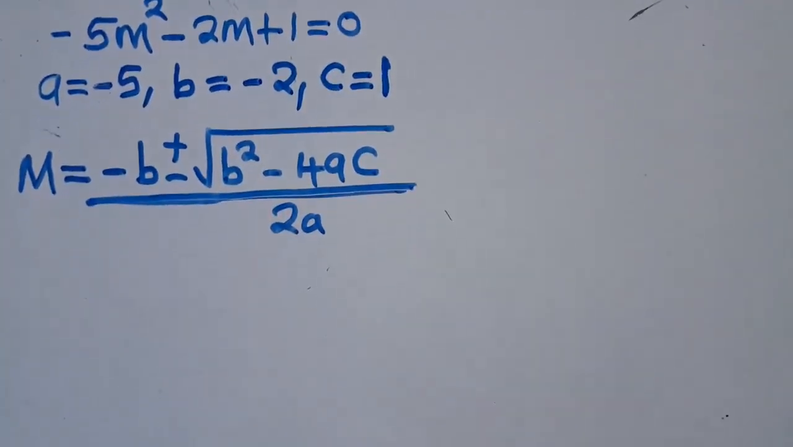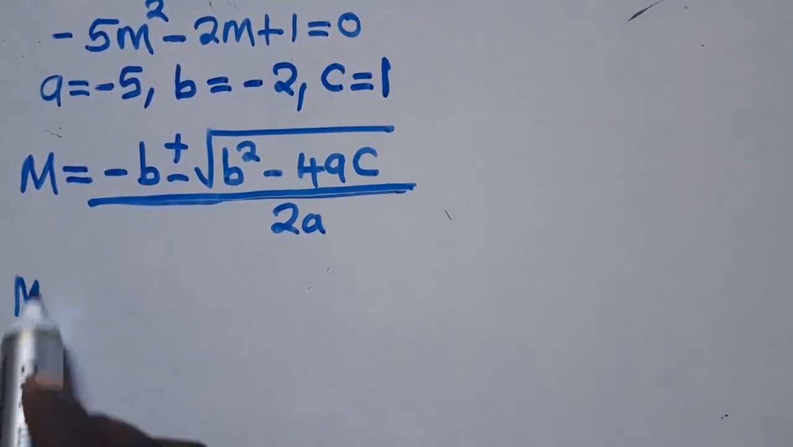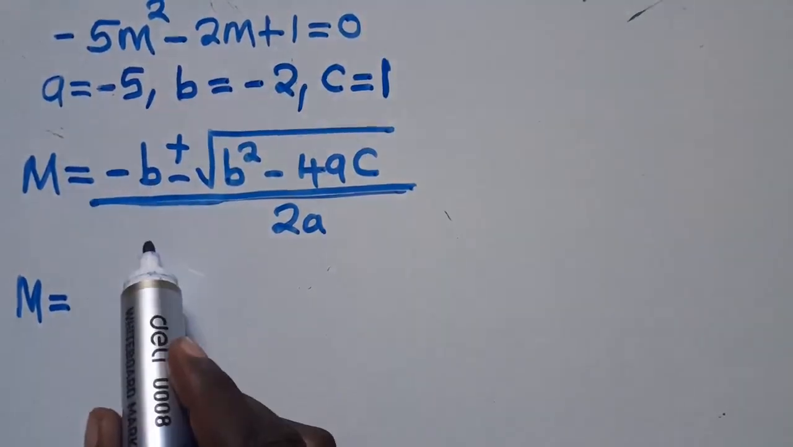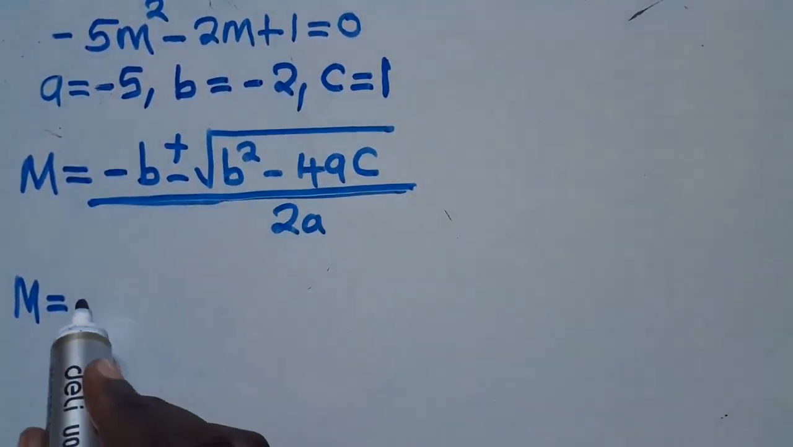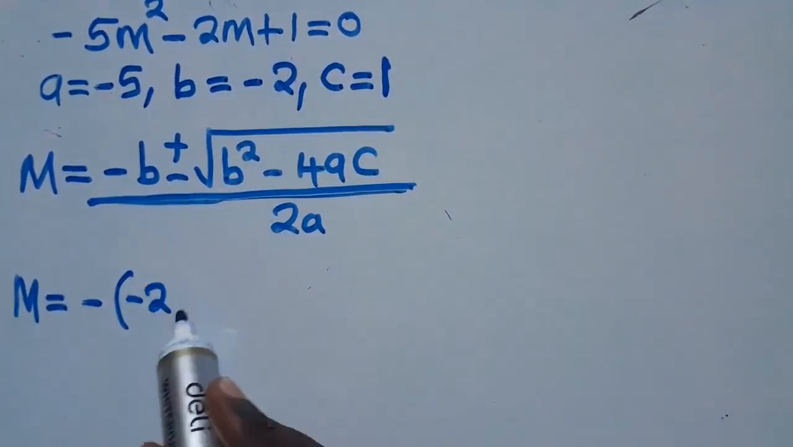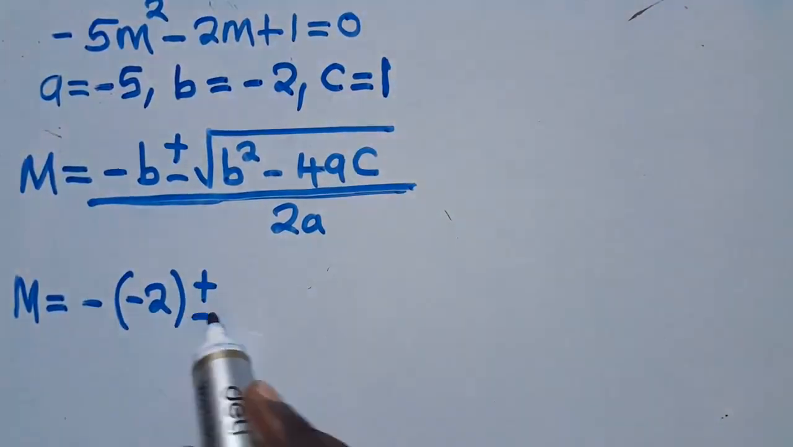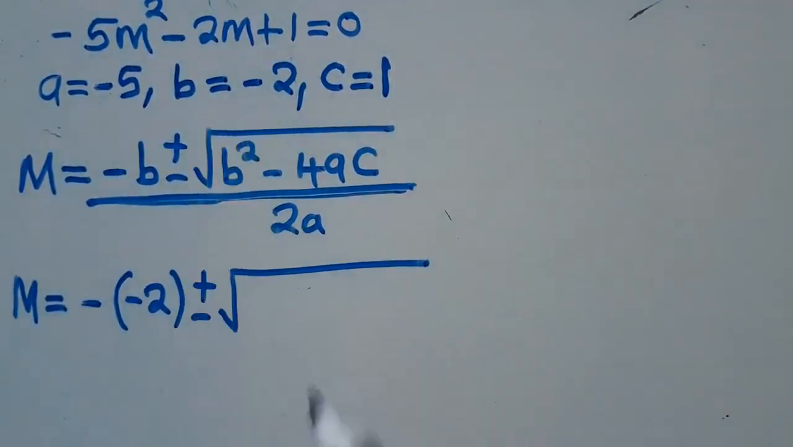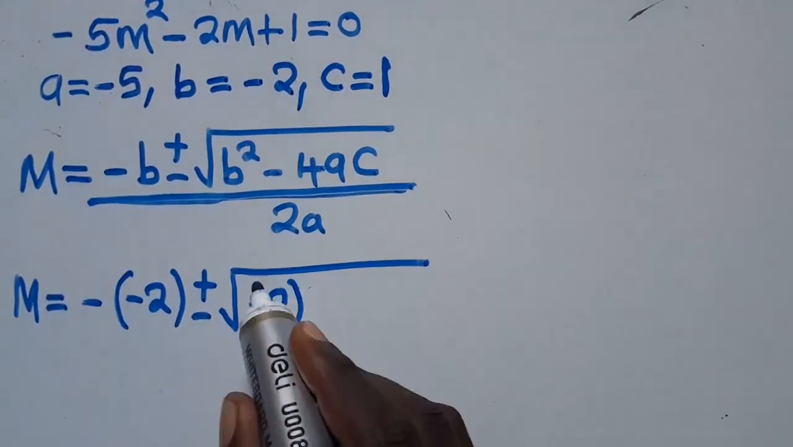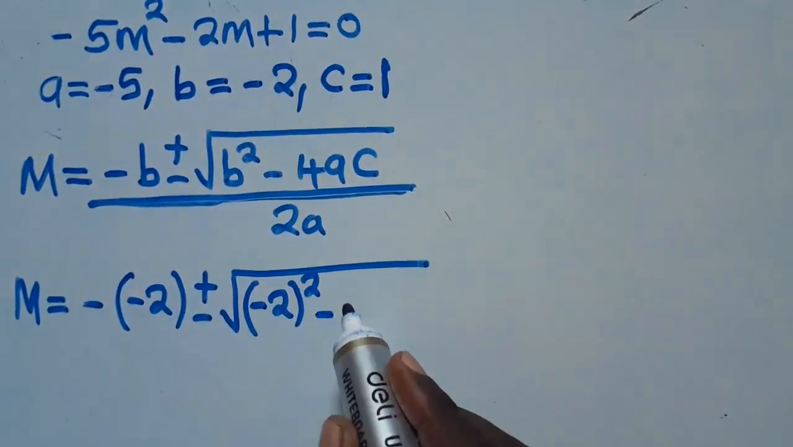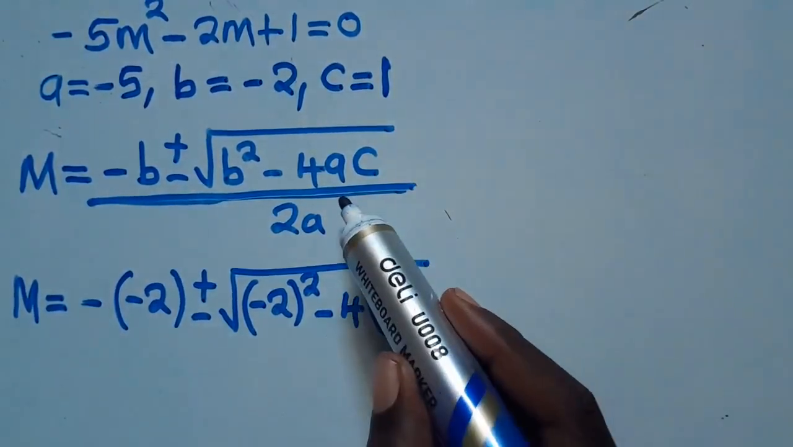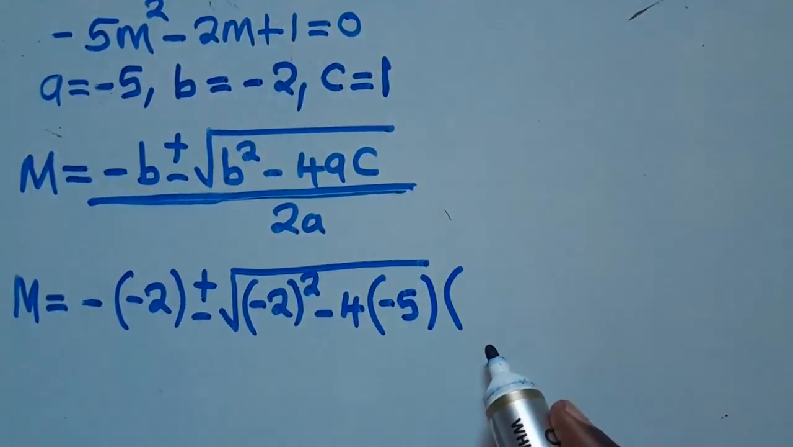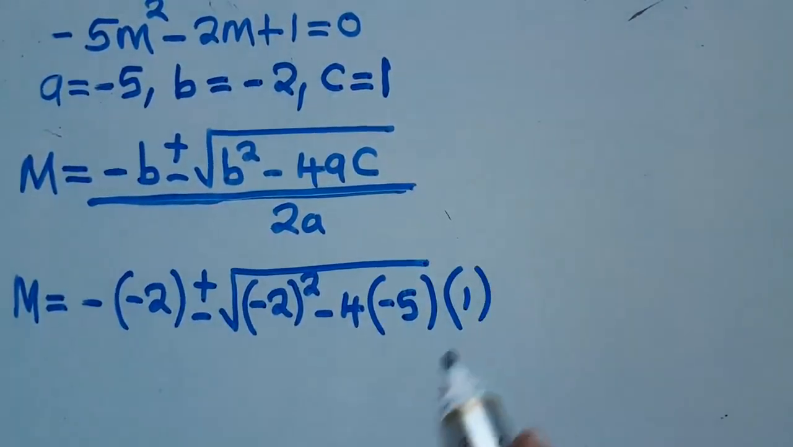How are we going to substitute? I say m is equal to what? What is my b? My b is negative 2. So there is a negative there, then negative 2. That is my b. Plus or minus the square root of, what is my b? Negative 2. So I say negative 2 in brackets, then square, minus 4 times a, what is my a? Negative 5, cross, what is my c? 1. Over.